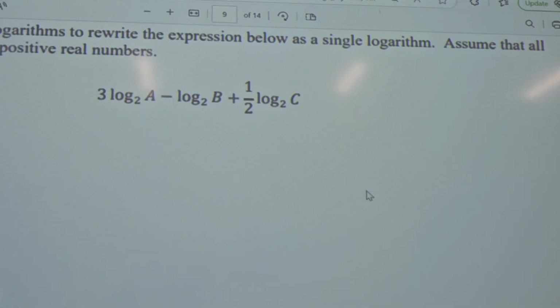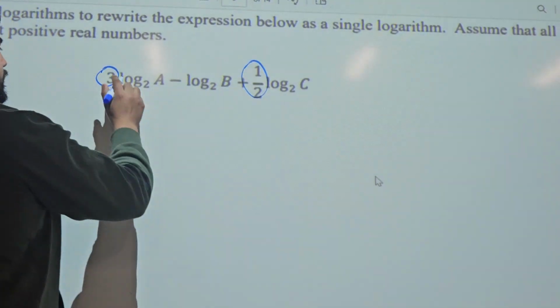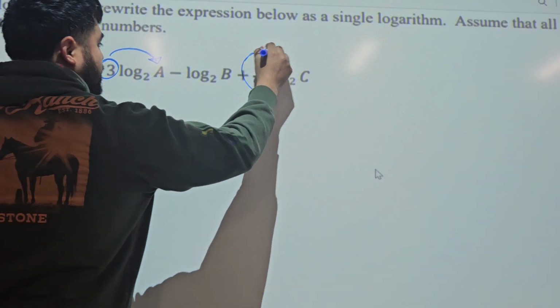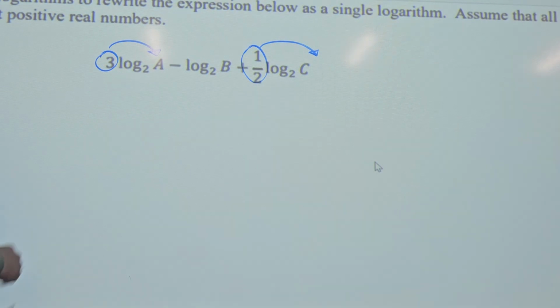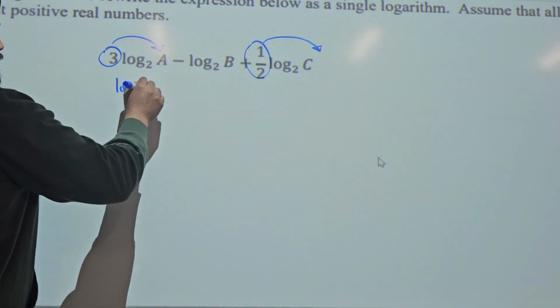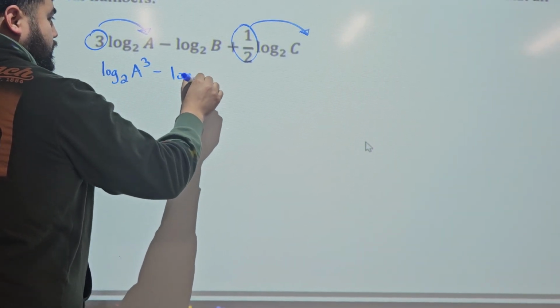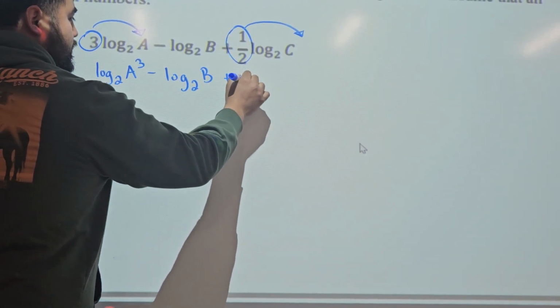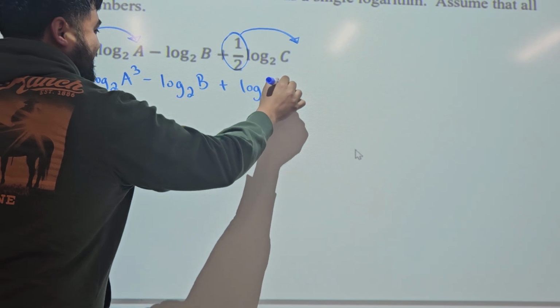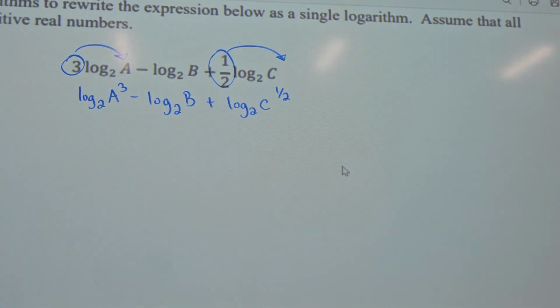So what should be the first step? Well, look at any numbers in front of your logs, right? So here I have the 3, then I have the 2, 1 over 2. So just send them back and turn them into a degree. So now I have log with the base of 2, a to the power of 3, minus, well, I didn't mess with this one, just copy it. Log with the base of 2, b, plus log with the base of 2, c to the power of 1 over 2. Hey, Leo. So now, what else could I do?